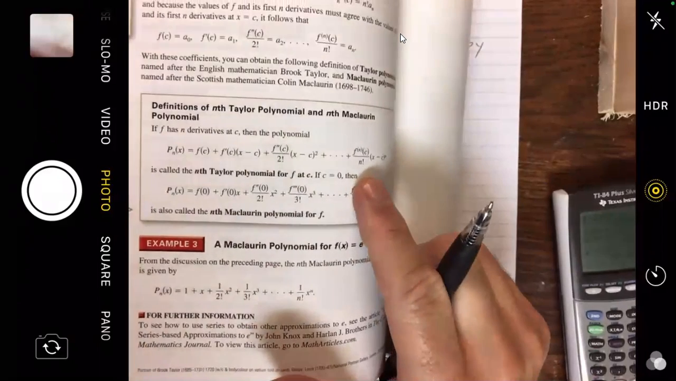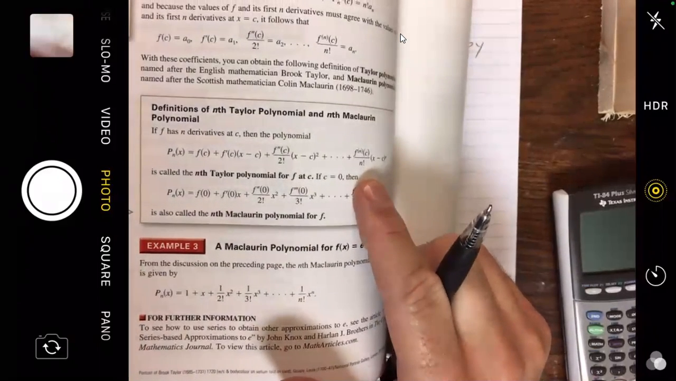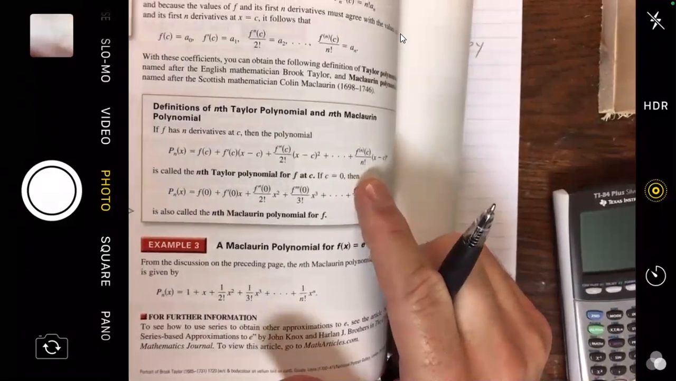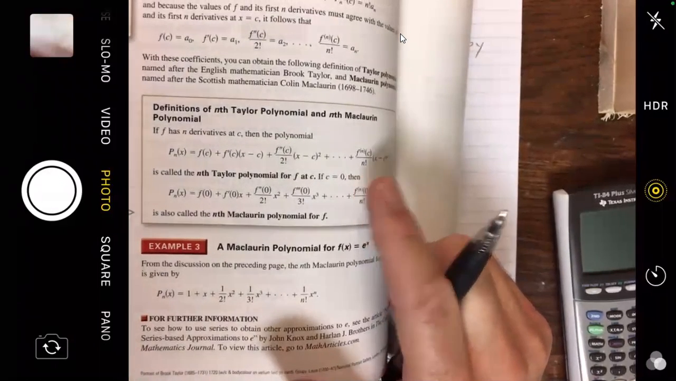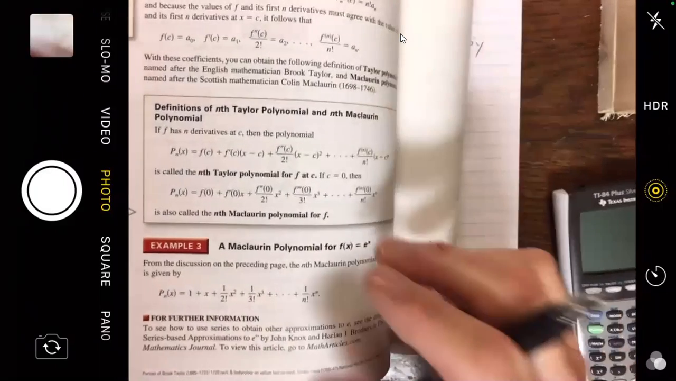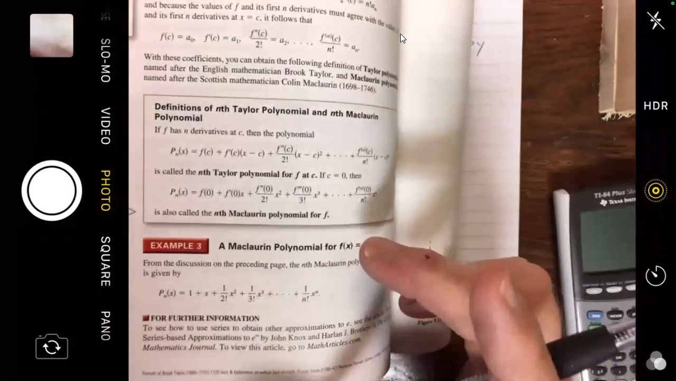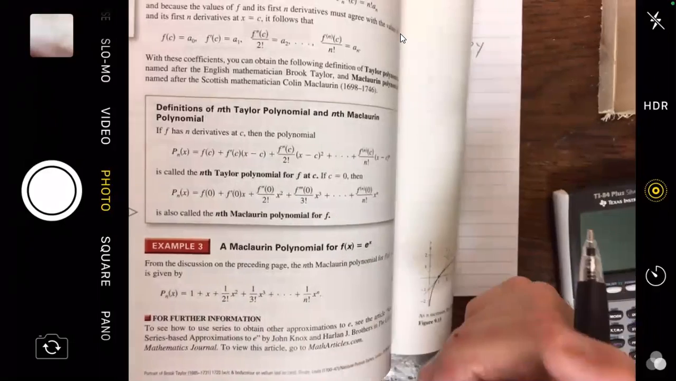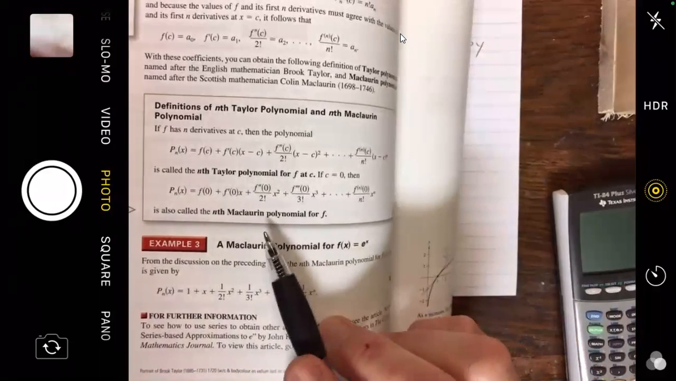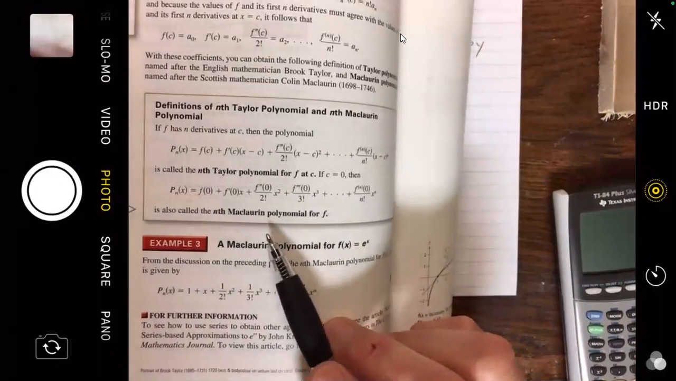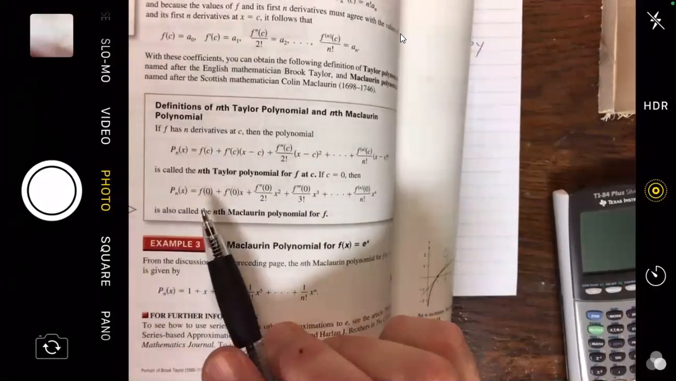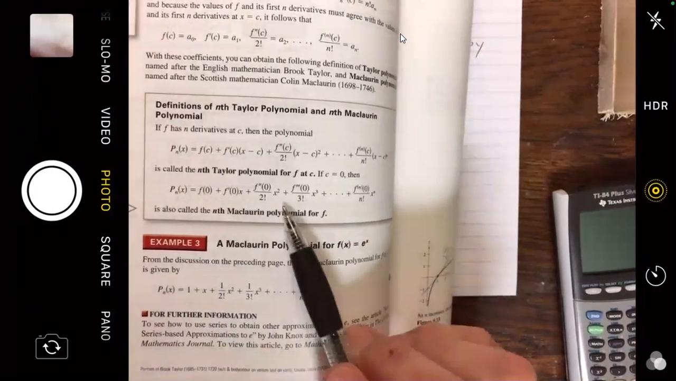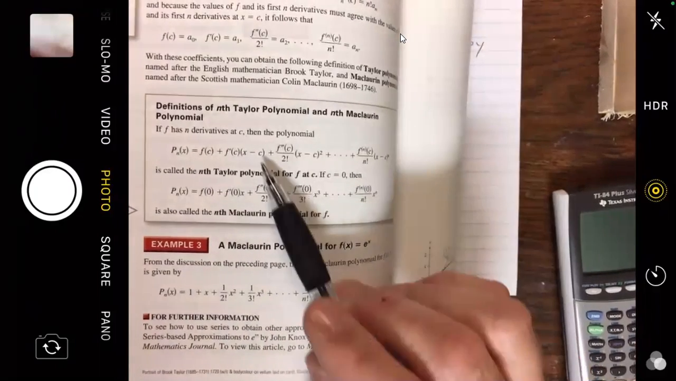I'll show you the scheme. It reads like a whole bunch of gibberish. But trust me, once I show this to you and show how things are plugged and chugged in, it's really the easiest problems you're going to do all chapter. Trust me. Now, what happened is a Scottish guy, Maclaurin, came along and put c as 0 in, and they technically call, when you do that, the Maclaurin polynomial. So you'll see both names used.